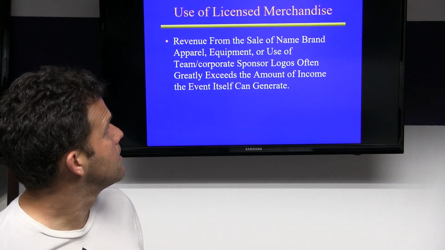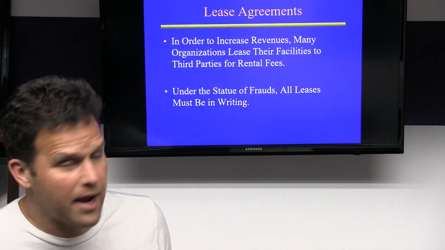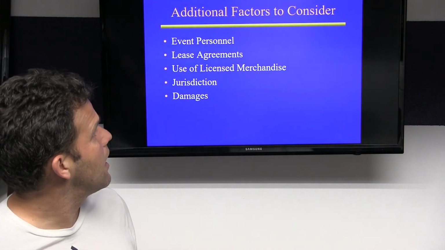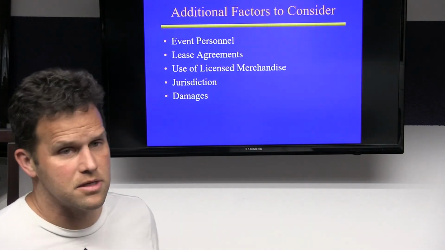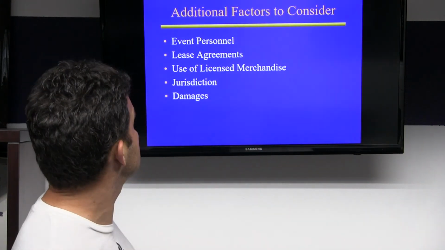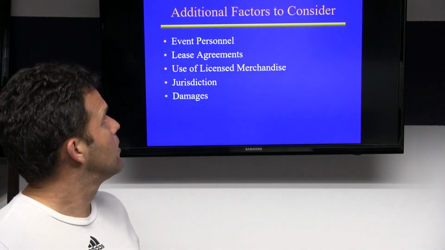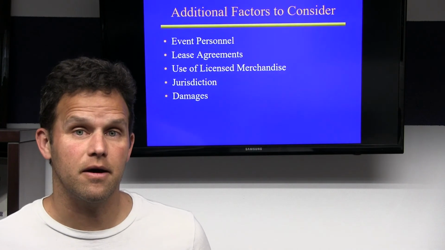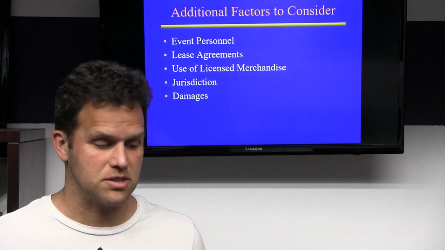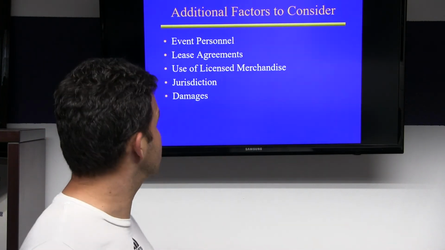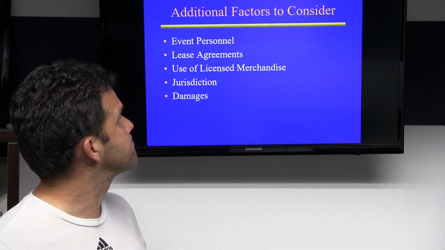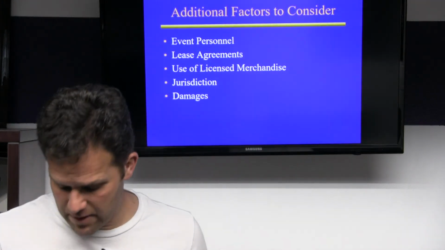Some other aspects to consider in contracts would be lease agreements or damages. If an organization comes and damages a bunch of stuff, you might want to consider these kinds of things as well. And who's going to handle event personnel.